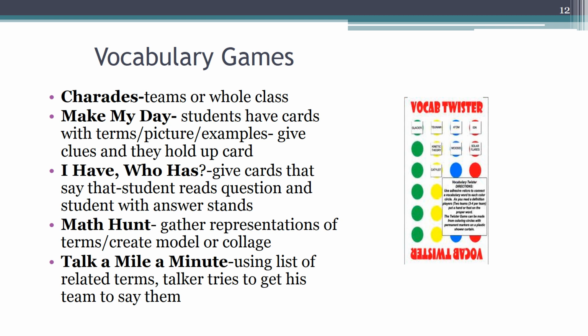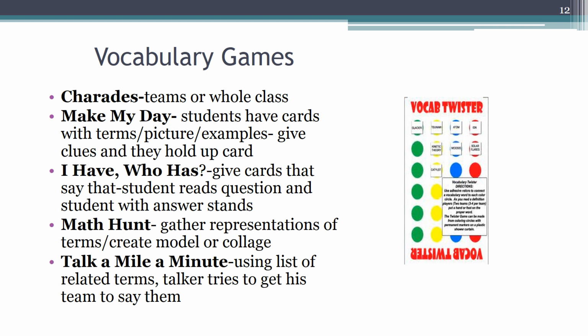You might have students do a math hunt. Kind of like a scavenger hunt, they create representations or find representations of vocabulary terms. If you have access to technology, you might have them make a Wordle or a tuxedo using vocabulary, but they can do it just as well with magazine pictures, anything that represents the terms.